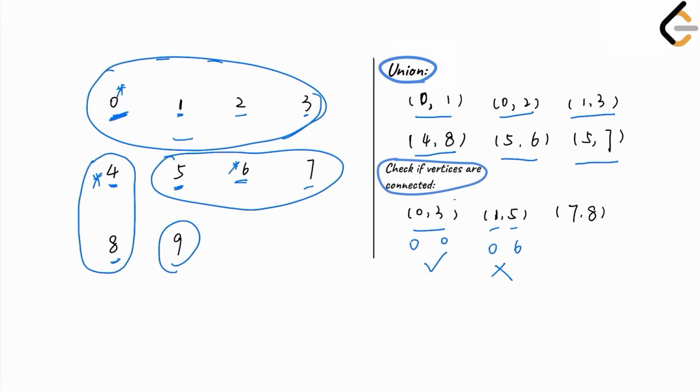Next, let's take a look at 7 and 8. For 7, its head is 6, and for 8, its head is 4. We see that 6 is not equal to 4, which means they're not in the same set.